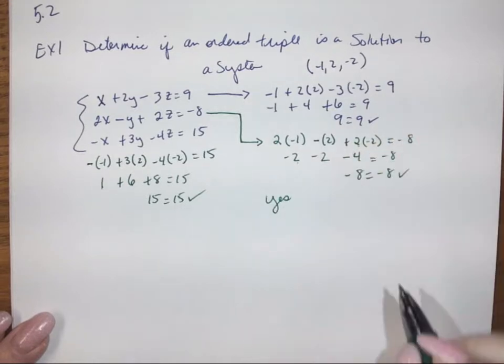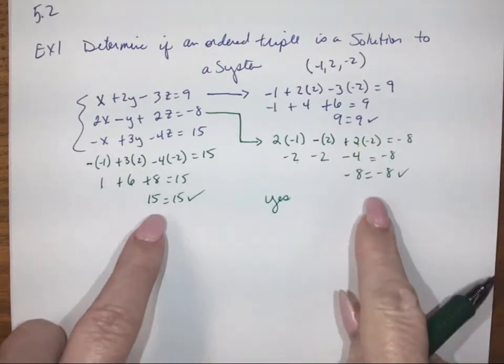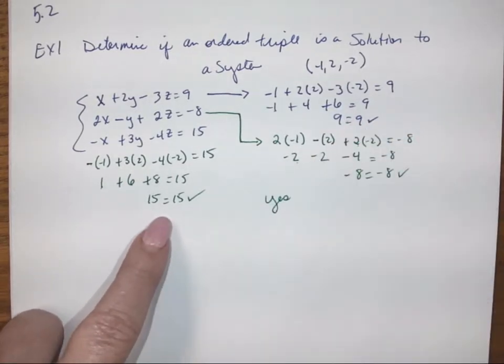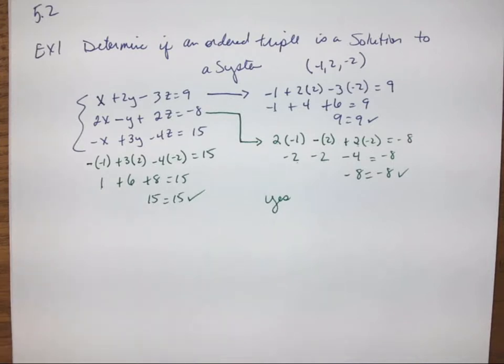If any one of the equations did not get a true statement, where the same number equals the same number, then the answer would be no. So that's doing an ordered triple. Let's go now and do our solving by elimination.